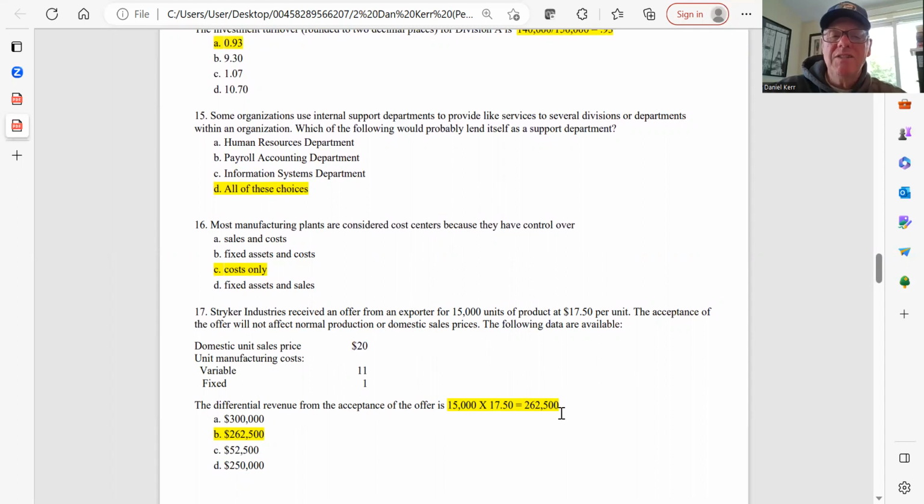Ramona, I think you asked me about this during the exam. It's 262,500, which is my calculation, and there I find it. So when you see something written in here before the choices, that's my calculation.